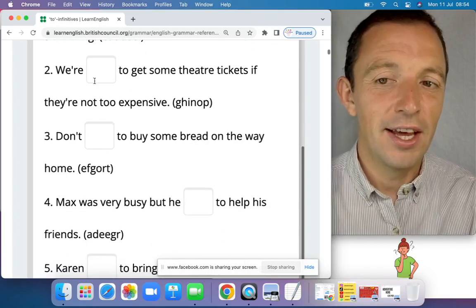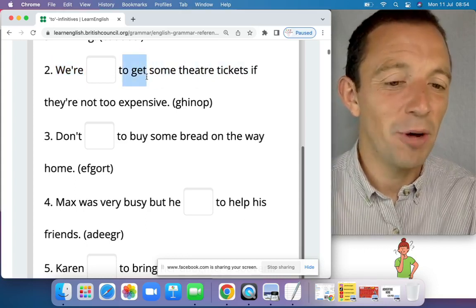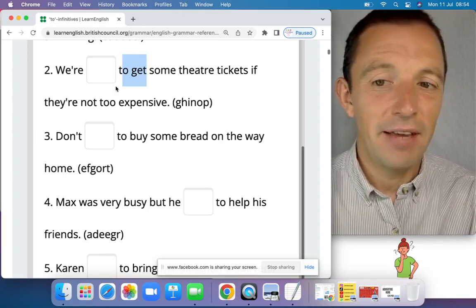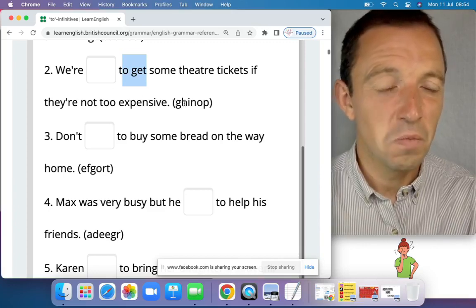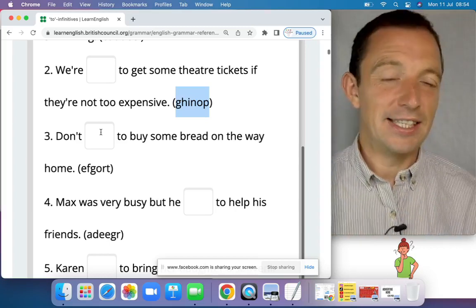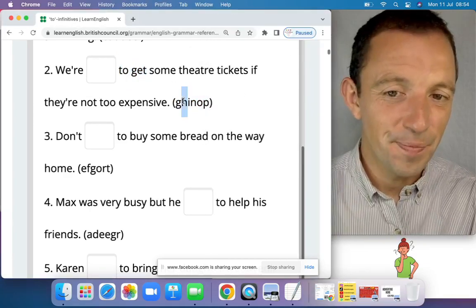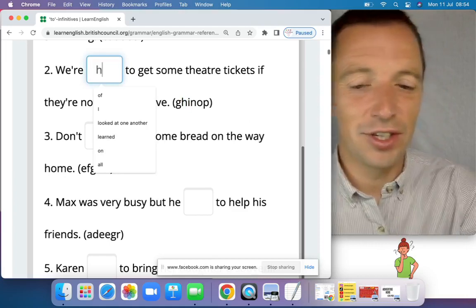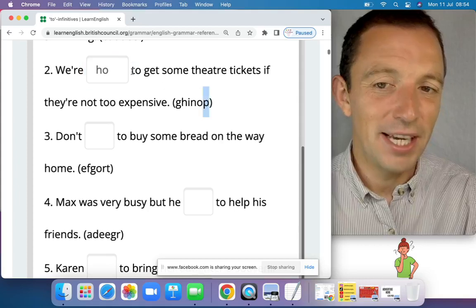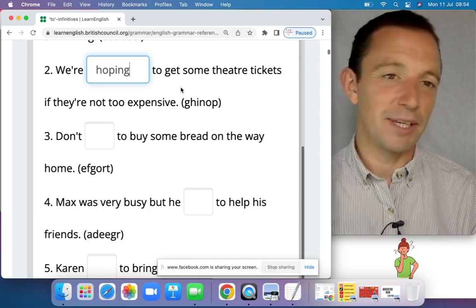Okay, next. We are something to get some theatre tickets. Get means to obtain. So we are something to get some theatre tickets if they're not too expensive. What do you think is the possible verb here from the list? It's the infinitive after, and I think there's only one option. It begins, I think, with H, and the second letter is O, and the third letter is P. So we are hoping to obtain some tickets if they're not too expensive.